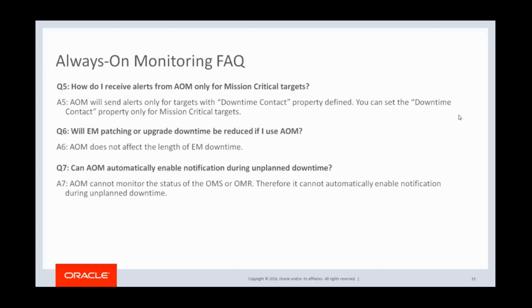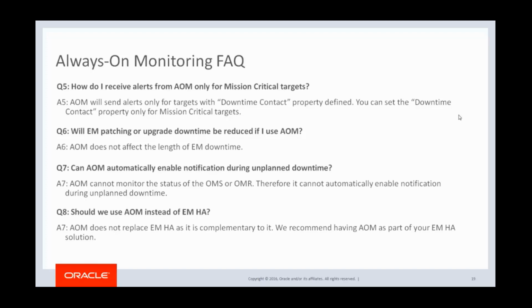Can AOM automatically enable notification during unplanned downtime? Unfortunately, the answer is no. AOM cannot automatically enable notification during unplanned downtime. AOM is designed primarily for planned downtime, so it does not consider the use cases of unplanned downtime at this point. For unplanned downtime, please consider setting up HA for OMS for a more robust solution.